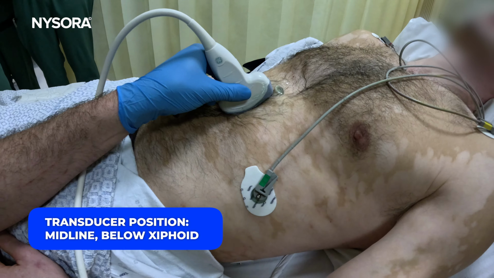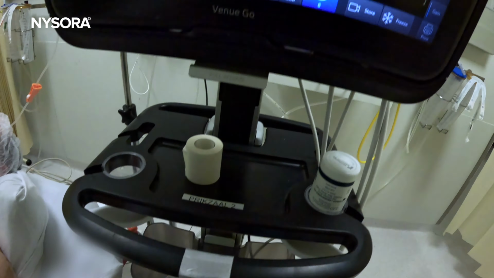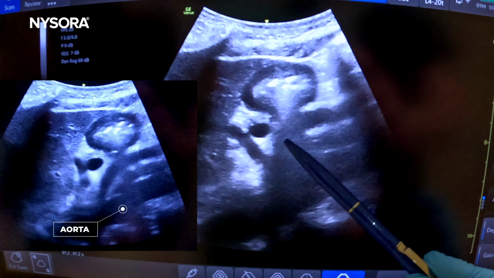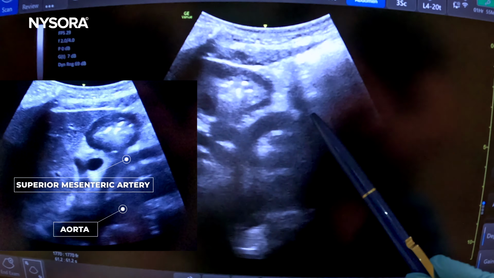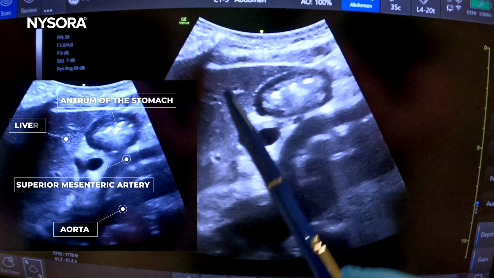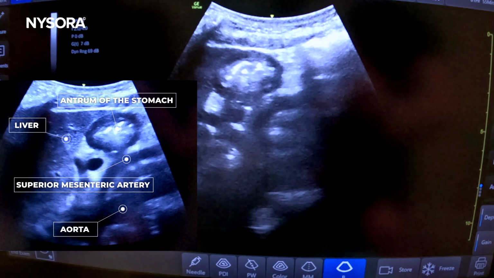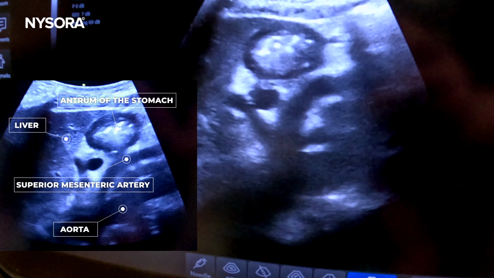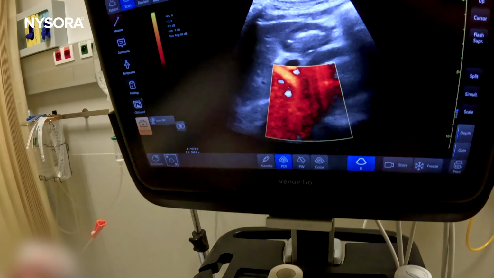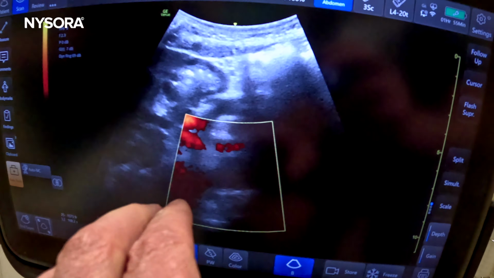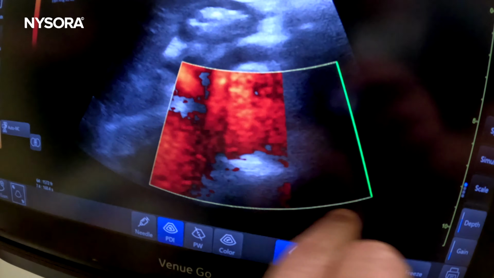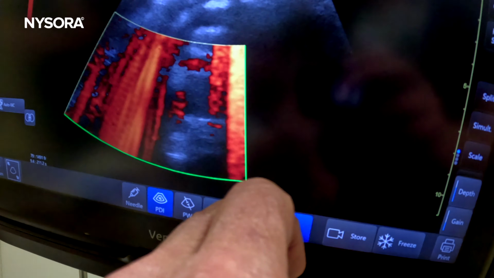What we see is a beautiful image of the aorta, debranchment of the superior mesenteric artery, antrum of the stomach, and liver. This is actually the image you want to see: at least the cross-section of the aorta. If possible, visualize also the superior mesenteric artery. This is not always feasible.